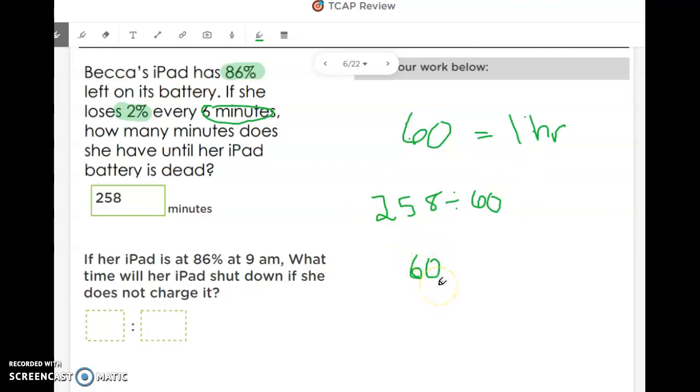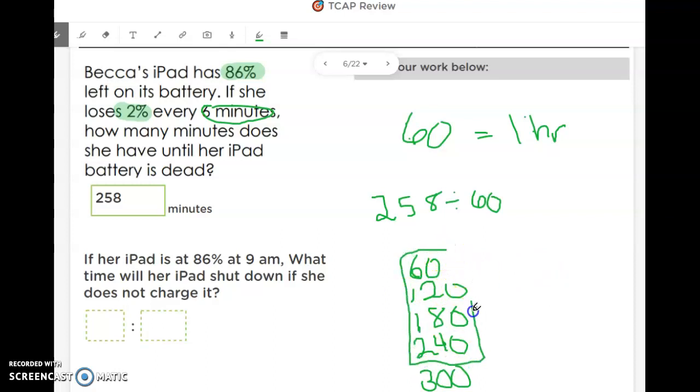60 times 1 is 60. 60 times 2 is 120. 60 times 3 is 180. 60 times 4 is 240. If I did 60 times 5, it would give me 300, which would be too much. So I can see here that 240 minutes is equal to 4 hours.